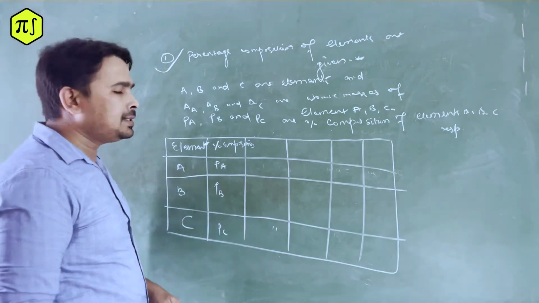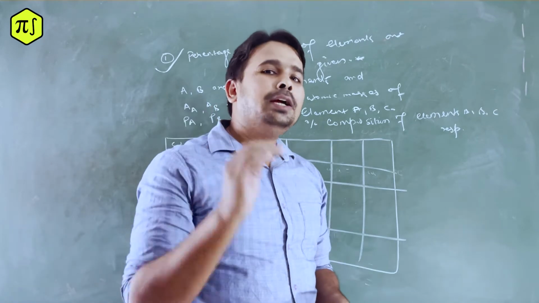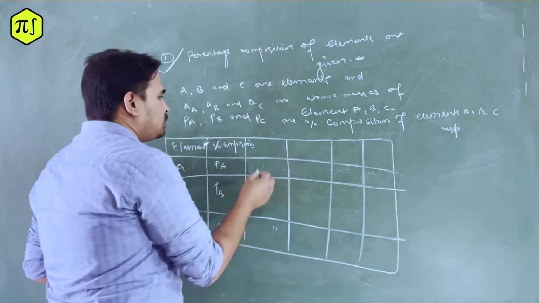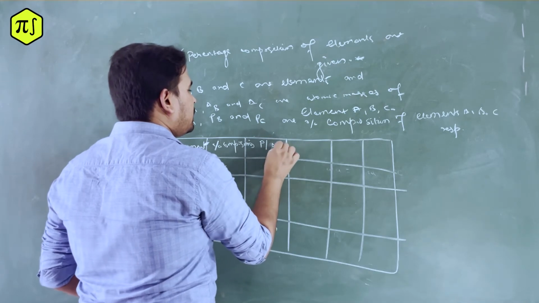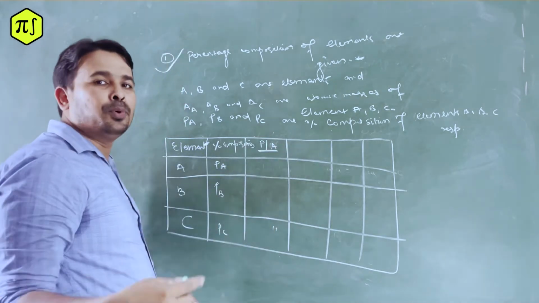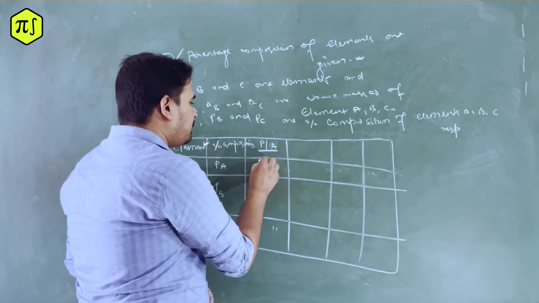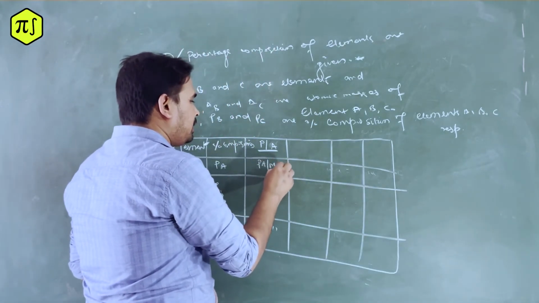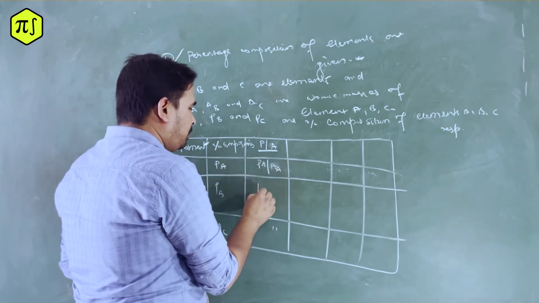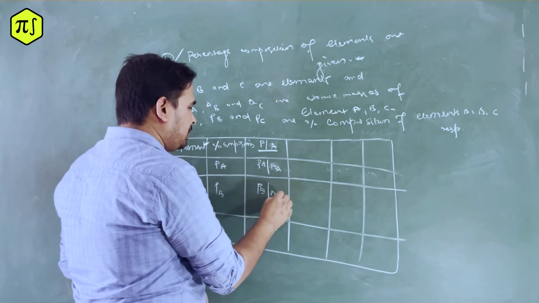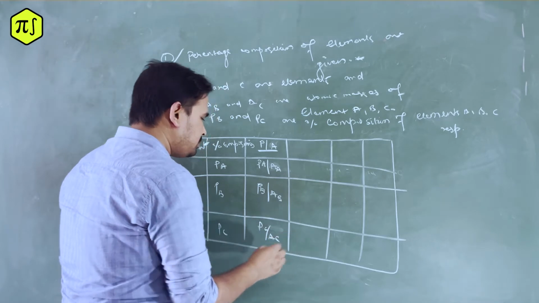Then what you are doing, guys? In the next column you divide by the atomic mass of each element, right? So this will be P by A. P by A means percentage composition divided by atomic mass. That's what you are doing. So we can say PA by AA, where AA is the atomic mass, PB by AB and PC by AC, guys.